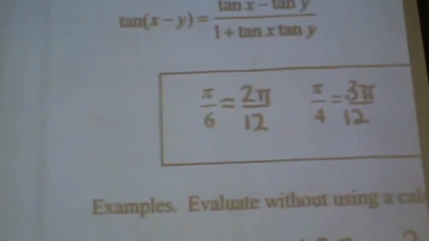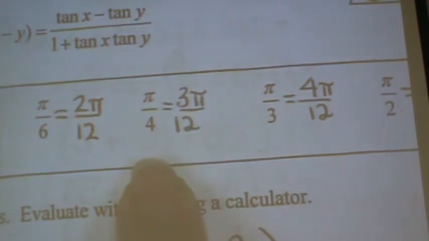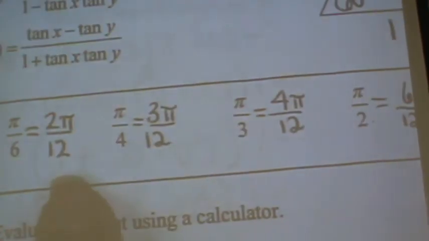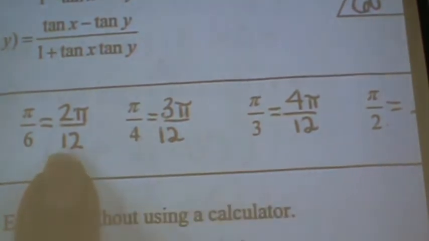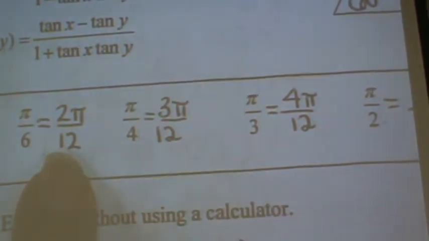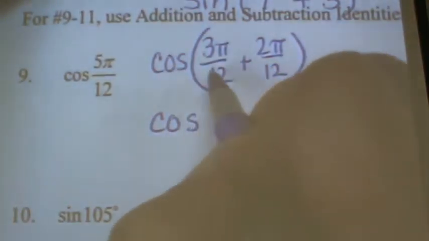Okay, the next one. Cosine of 5 pi over 12. What we did was we took our identities, our angles, pi over 6, pi over 4, and we converted them into 12s so that we can add these two up. 2 pi over 12 plus 3 pi over 12 is 5 pi over 12, right? Is it? Yes or no? Yes. Well, what is another name for 3 pi over 12?